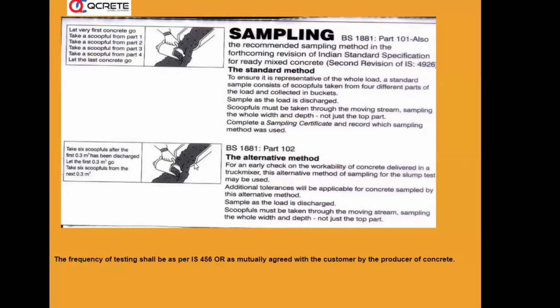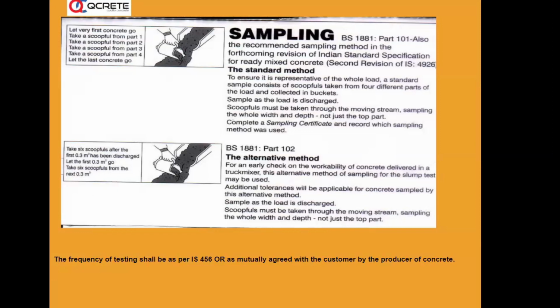Why we are talking about this is, if you don't take the sample in the specified, proper way, you may end up with a wrong sampling, an unmixed sampling. The truck has to be turning, and the concrete has to fall continuously. From there, you have to take this collection.